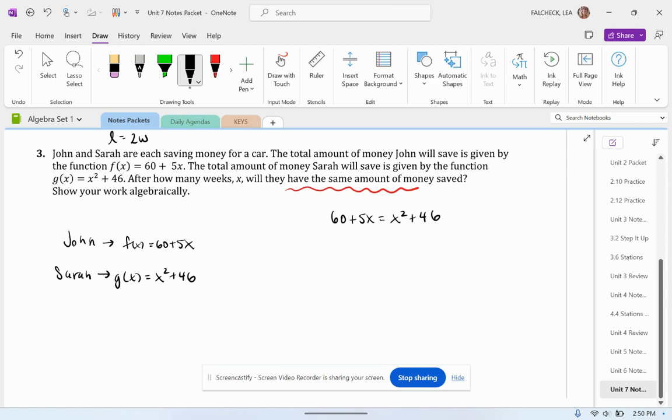All right, now I'm just going to sort and get everything all on one side. This looks quadratic to me. I always want to try to keep the x squared positive, so I'm going to move everything from this side over to be with its friends over here. So I've got x squared, then 46 minus 60 is going to give me negative 14. And then I'm going to move the 5x over. And I now have x squared minus 5x minus 14 equals 0.